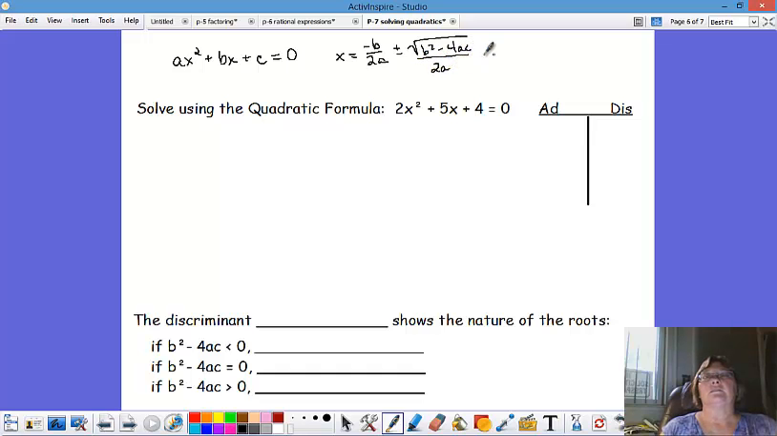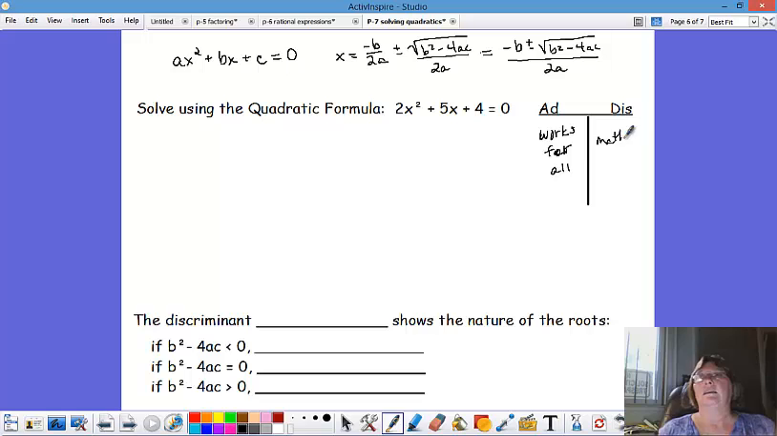Some of you may have seen this written as one big fraction, so I'm going to write it that way as well. That would be the opposite of b plus or minus the square root of b squared minus 4ac all over 2a. And the big advantage to this, of course, is that it does work for every quadratic. There isn't one that can't be solved using the quadratic formula. Works for all quadratics. Disadvantages, math errors again, especially sign errors. So you've got to be real careful with the signs.